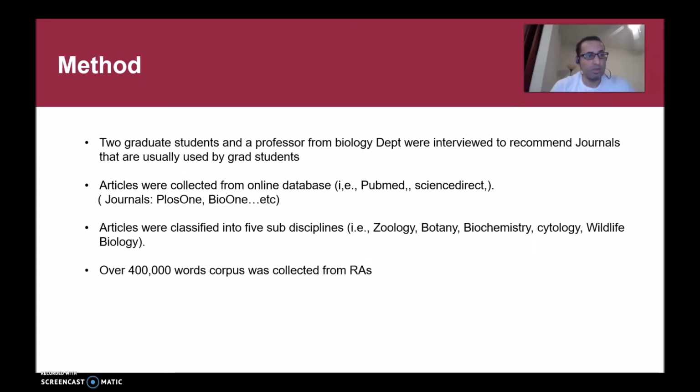To do so, I interviewed two graduate students and a professor from the Department of Biology at one of the US universities, and they recommended some journals and also databases to collect articles from. Articles were classified into five disciplines, subdisciplines: zoology, botany, biochemistry, cytology, wildlife biology. And I ended up with 400,000 words for my corpus.